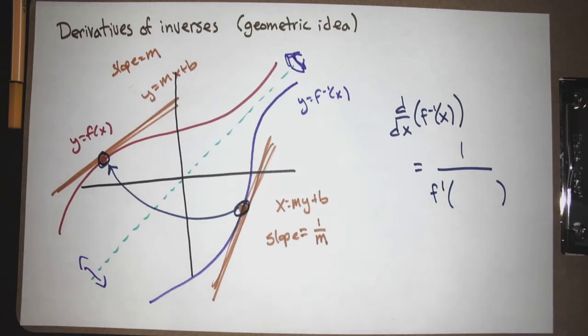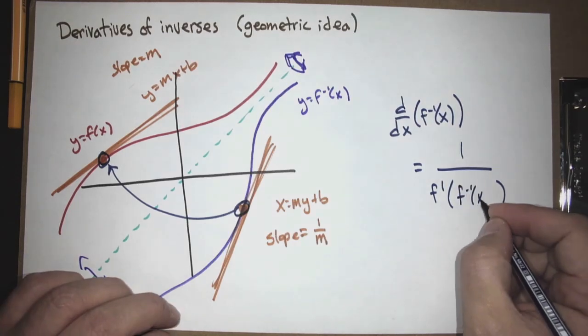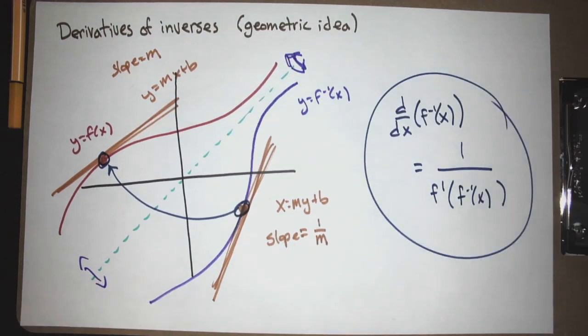Well, you want to say y, sure, which is f inverse of x. And so there's the rule. So the derivative of f inverse of x is 1 over f prime of f inverse of x. All right, and that's the geometrical argument. Tangent lines flip across along with the function that you flip across.